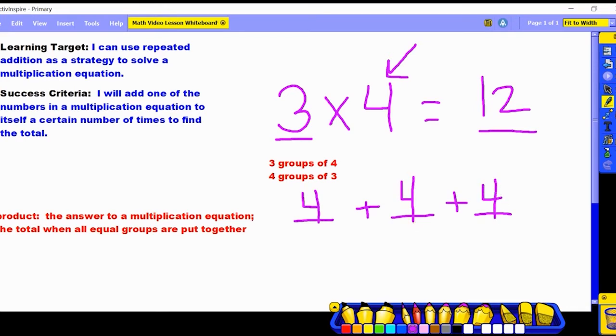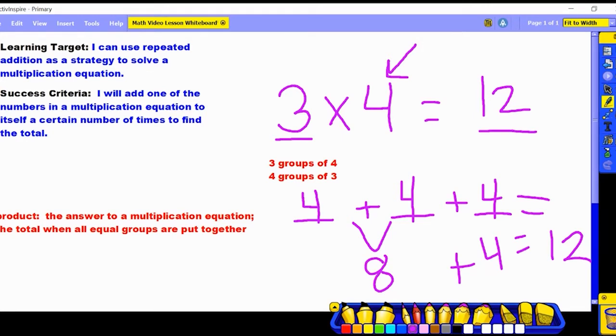So we could have added 4 plus 4 plus 4. If we do our addition correctly, we should get that same answer. I'll double check and make sure. I know 4 plus 4 is 8. And if I add 4 more to that, 8 plus another 4, I get 9, 10, 11, 12. So we do get that same answer.